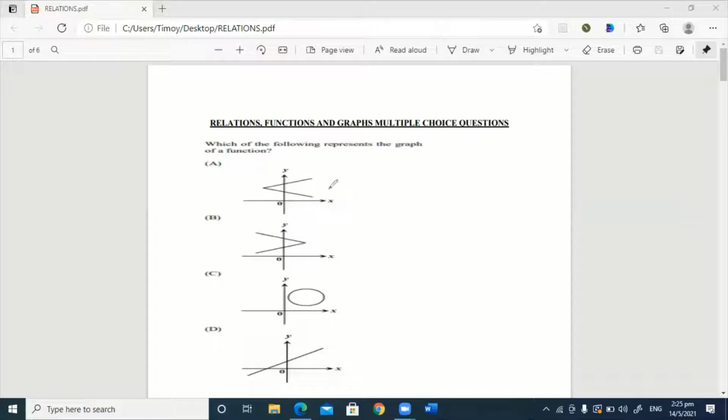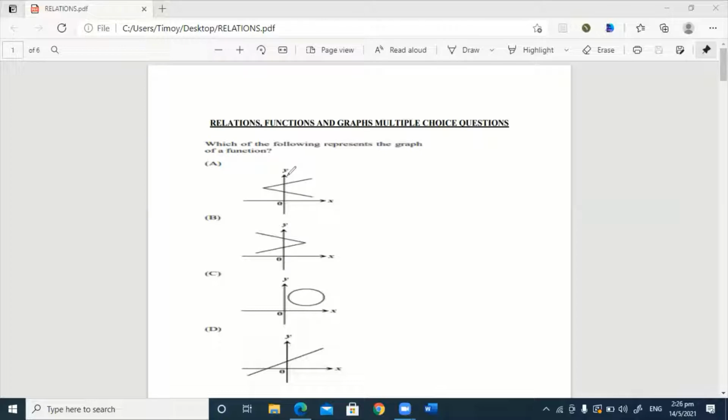Now, for us to determine which one of these options is a function, what we have to do is a vertical line test. The aim of a vertical line test is to just draw a straight line through each graph. Now, if the straight line intersects each graph only once, then it is considered to be a function.